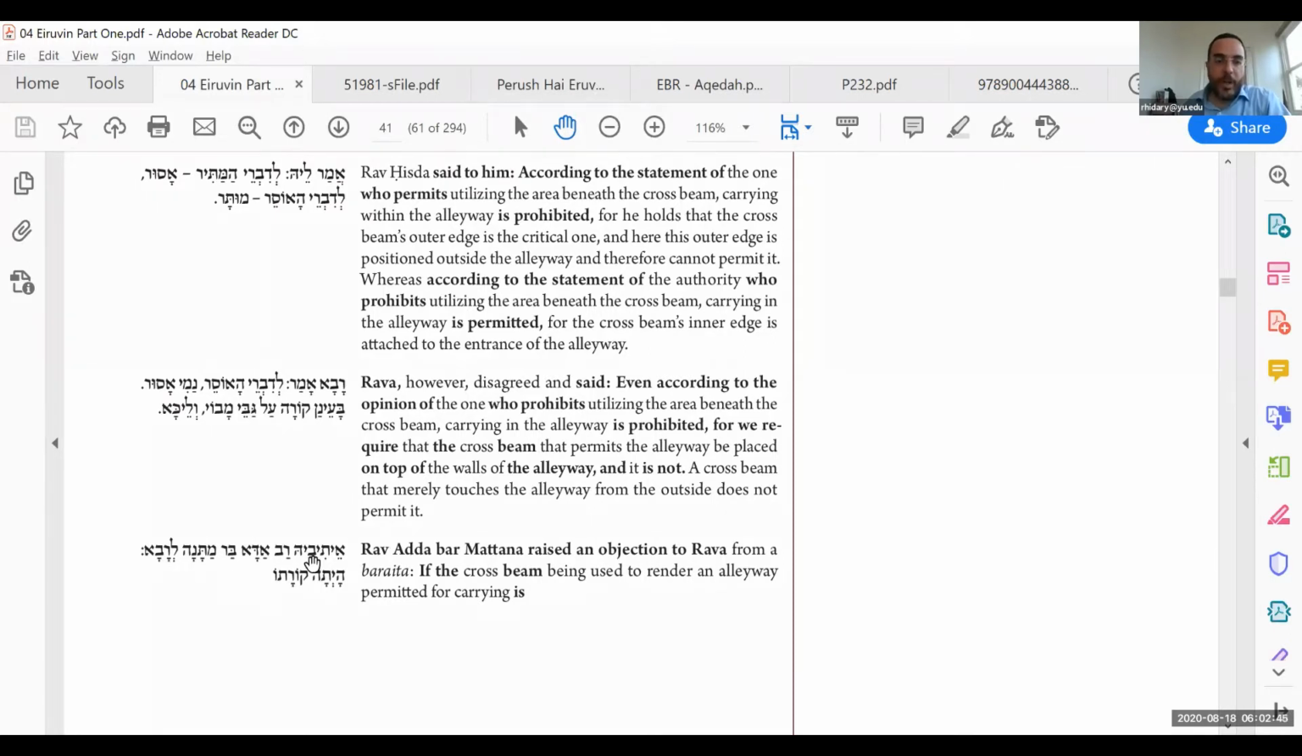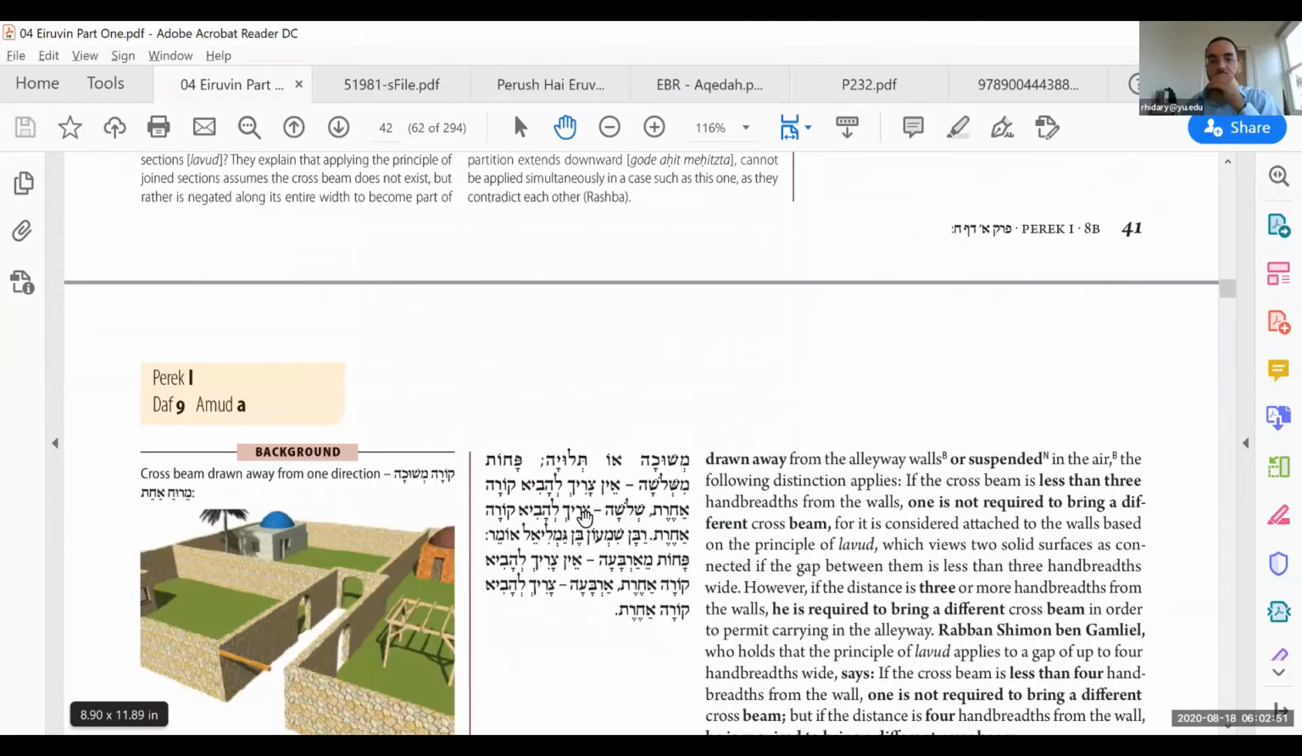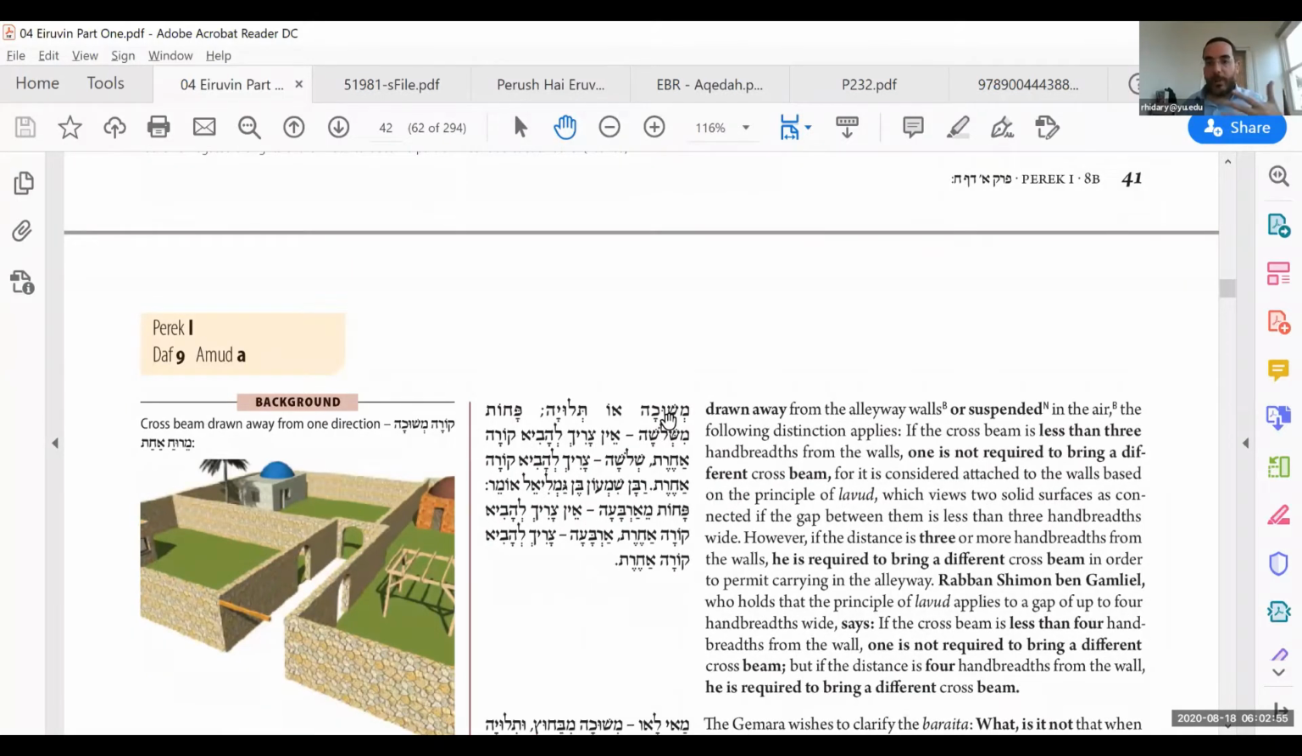So now we ask a question from a baraita. The baraita says, hayta korato mishucha or teluya. So we're going to see what these words mean. Mishucha, suspended, or drawn away or suspended. We'll see what that means. If it's less than 3 tefachim, so right now we're assuming that it means it's the same as this case above.